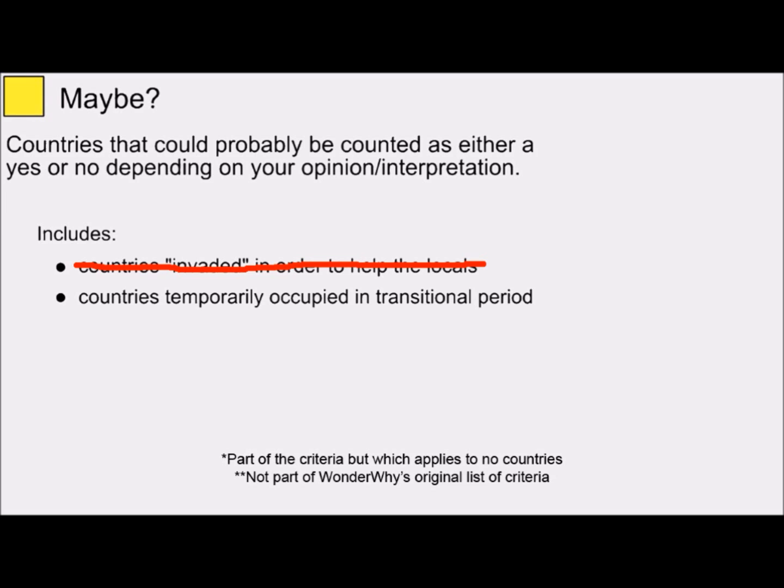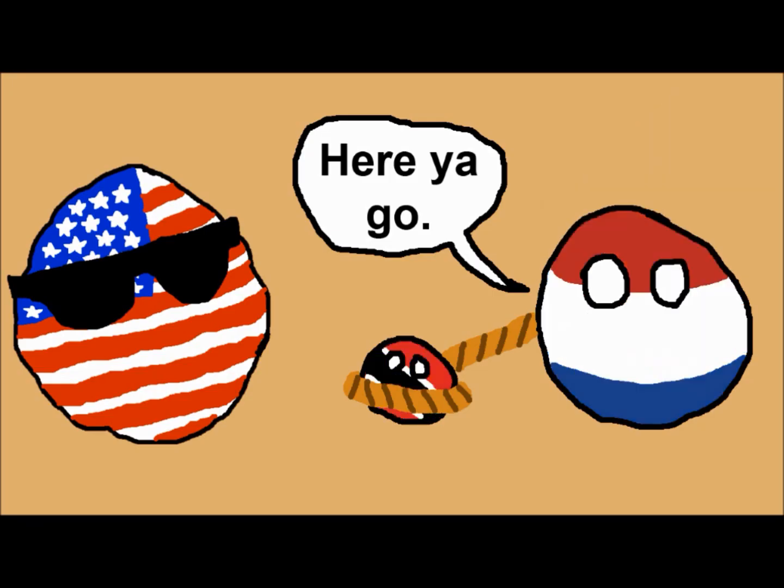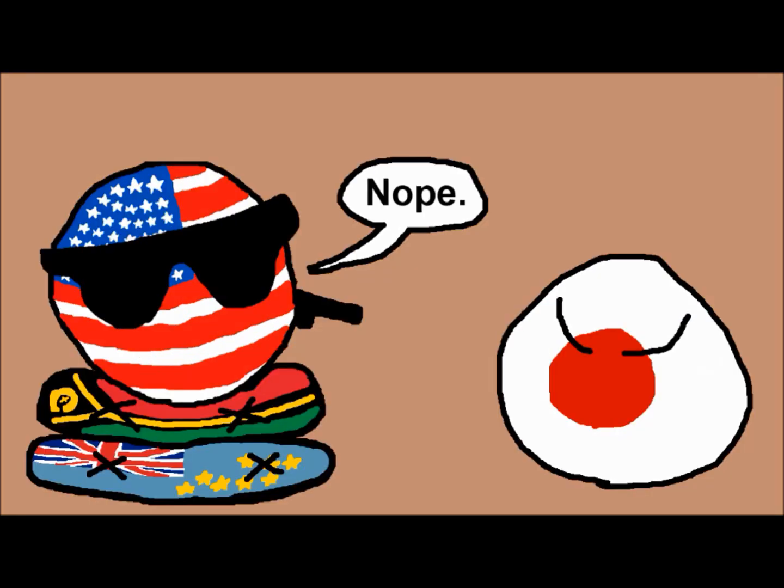This category also includes countries temporarily occupied in a transitional period. Again, all examples of this are from World War II. In that war, we helped Britain occupy Iceland and Suriname, and we helped the Netherlands occupy Trinidad and Tobago. We also occupied Vanuatu and Tuvalu to prevent the Japanese from taking them.